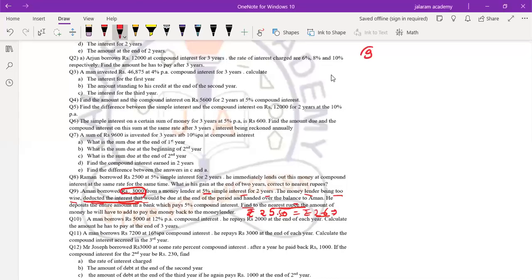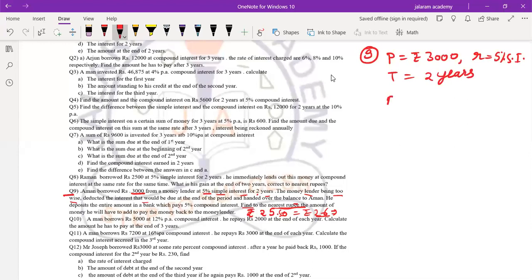In questions like question number 9, Aman borrowed rupees 3,000. Means this is the actual principal, from a money lender at 5% simple interest for 2 years. So it is very clear that we have to find the simple interest on the principal of rupees 3,000, when the rate of interest is 5% simple interest and time is 2 years.